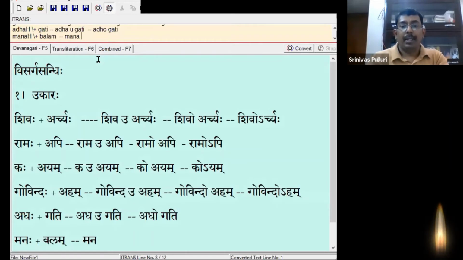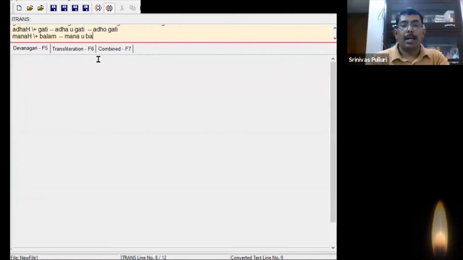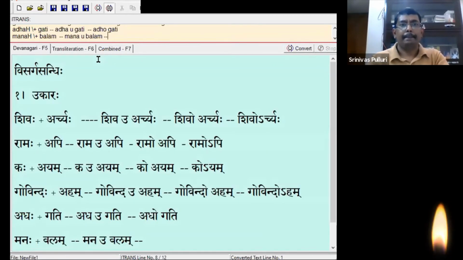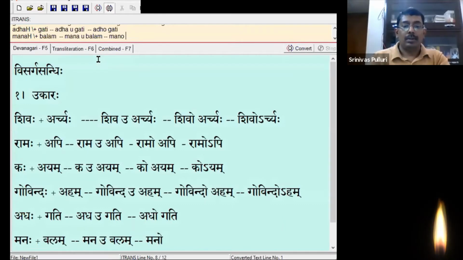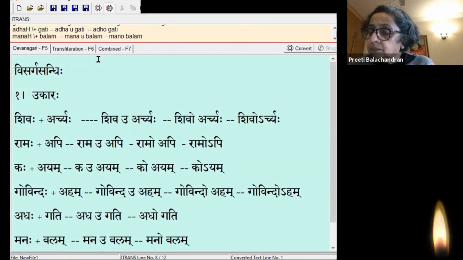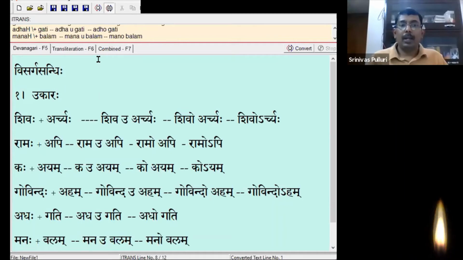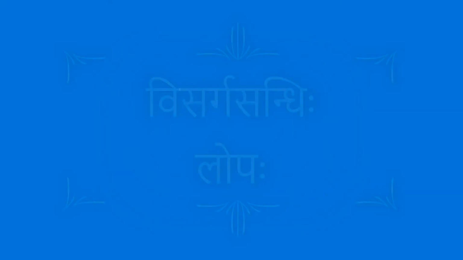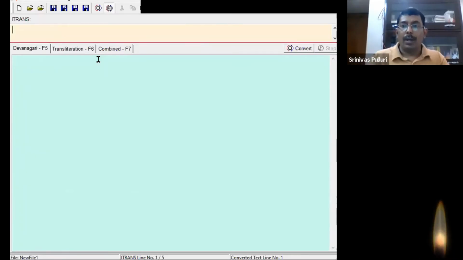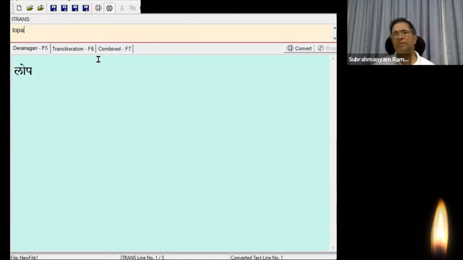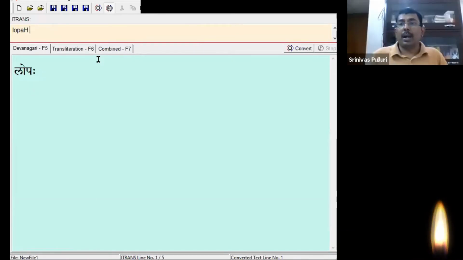Manaha plus balam is there in the first step. This visarga will become the u. So that is called mana u balam. Perfect. Next, the word becomes manobalam. So mano balam. This is called mano balam. Under visargasandhi lopaḥ. Lopaḥ means what? Visarga lopaḥ. It is dropped.